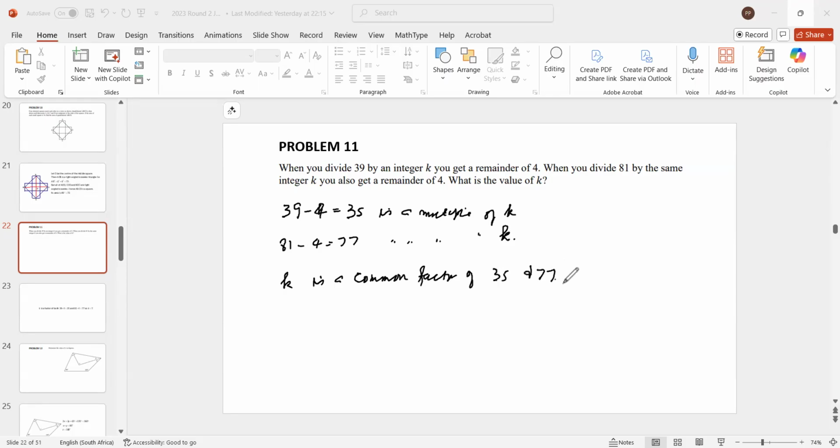Now, there are two common factors. One is 1, a trivial one, since 1 is a factor of both. The other is 7: 7 times 5 and 7 times 11. So there are only two common factors. It can't be 1, because if you divide by 1, you don't get a remainder of 4. So the answer must be 7.